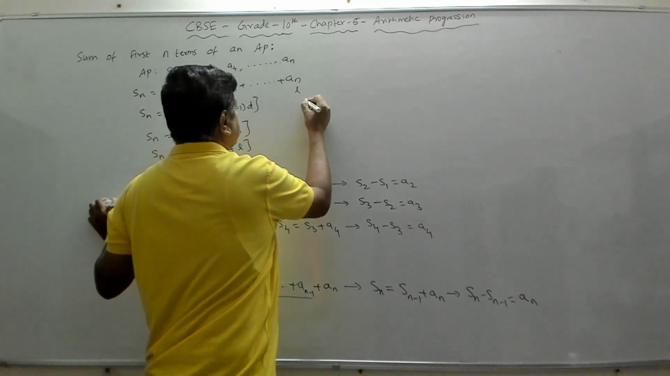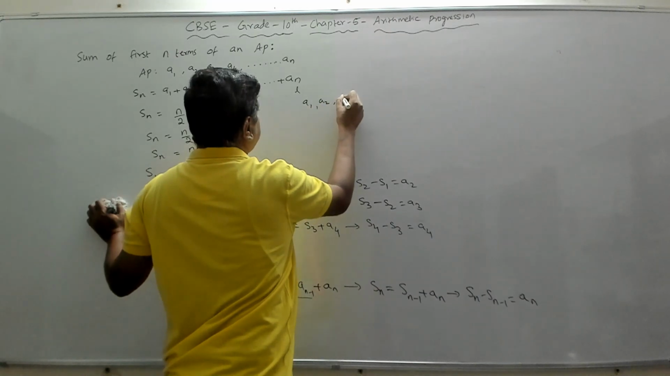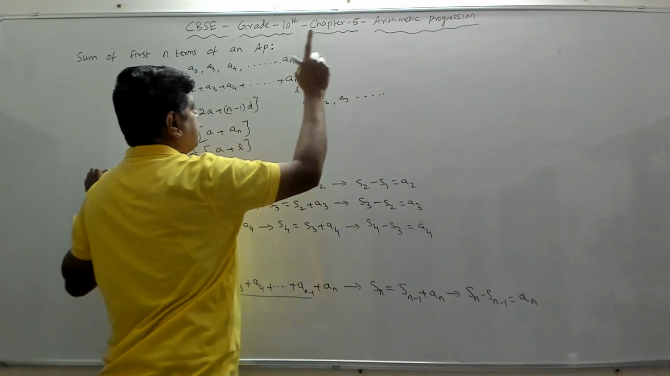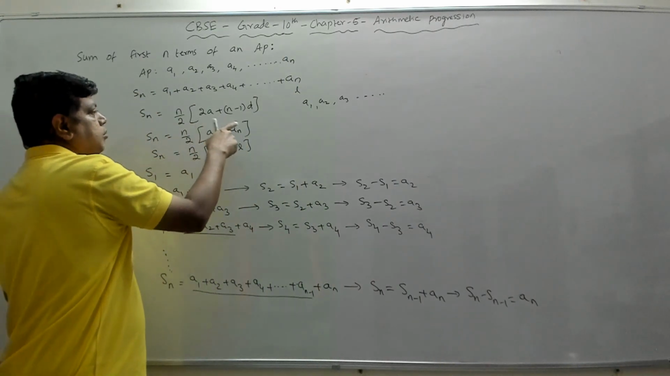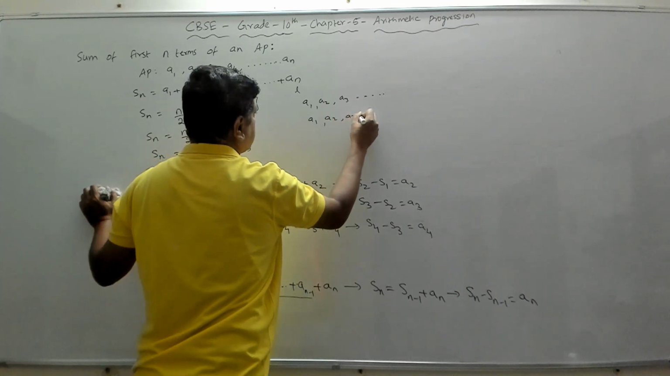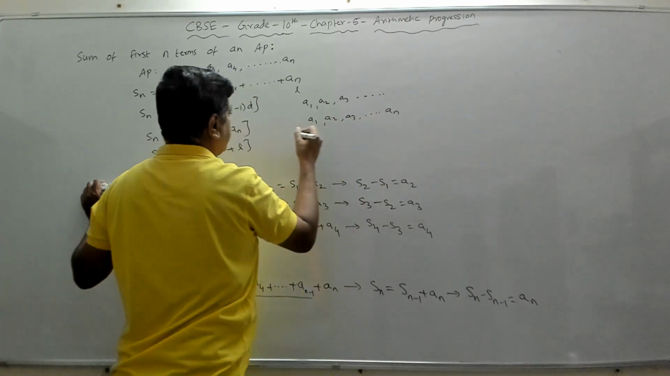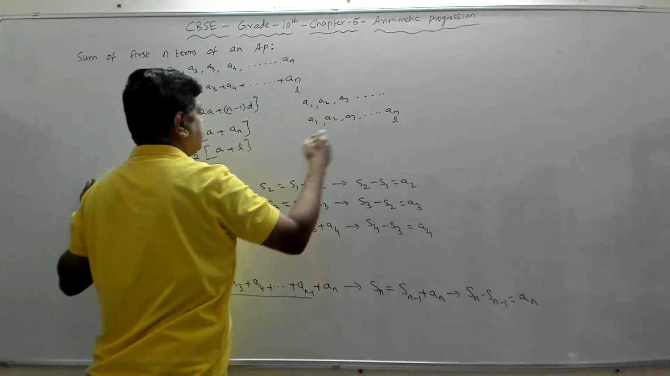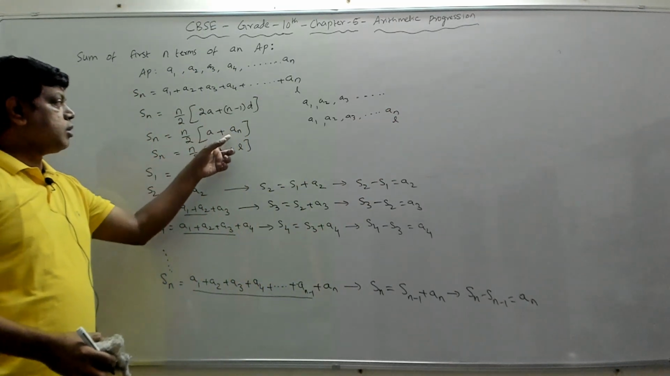Suppose the AP is like this, A1, comma A2, comma A3, dot dot dot. This is my AP. I don't know the last term. Then you have to go for this formula. But if you know the last term, suppose it is A1, A2, A3, dot dot dot An, then you can use this formula or this formula, because your An is the same as L.